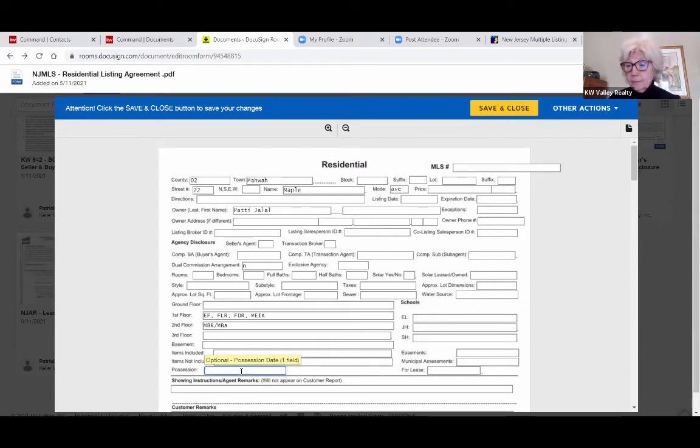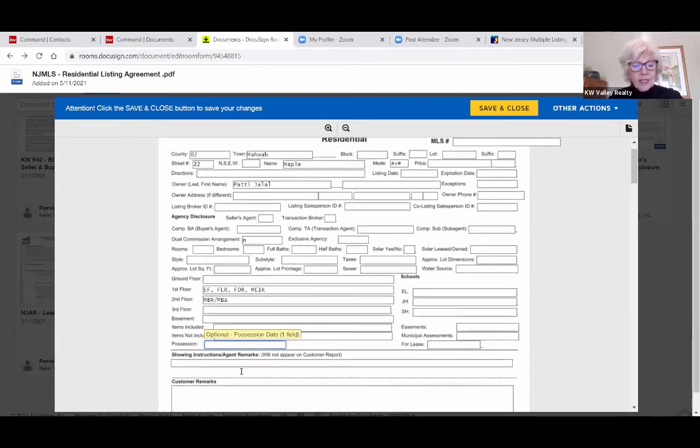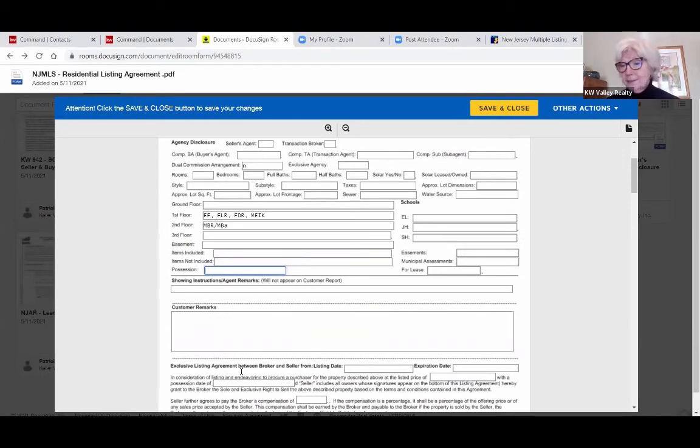Questions? Okay, possession. When does the seller want to be out? When can they be out? What are you seeing most frequently in the MLS?